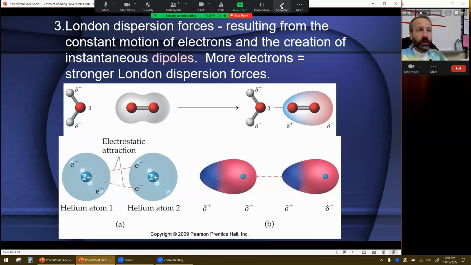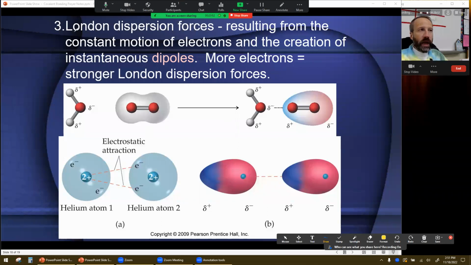London dispersion forces happen when you have random movement of the electrons, creating dipoles momentarily, instantaneous. Instantaneous means it's there for a moment, an instant, and then it's gone again. And then maybe it's back again, but then it's gone again, and then back again. Okay, so follow along with me.